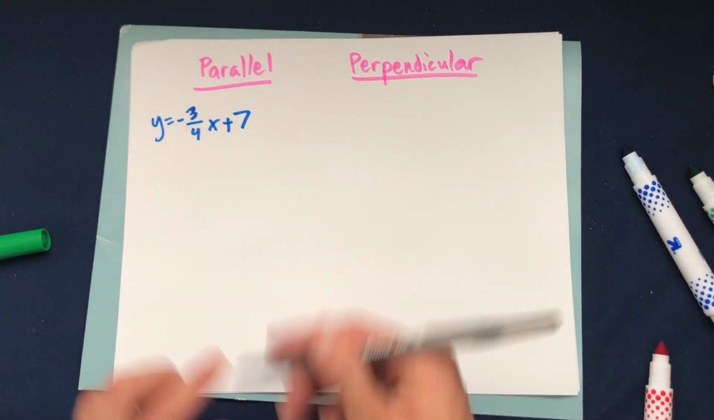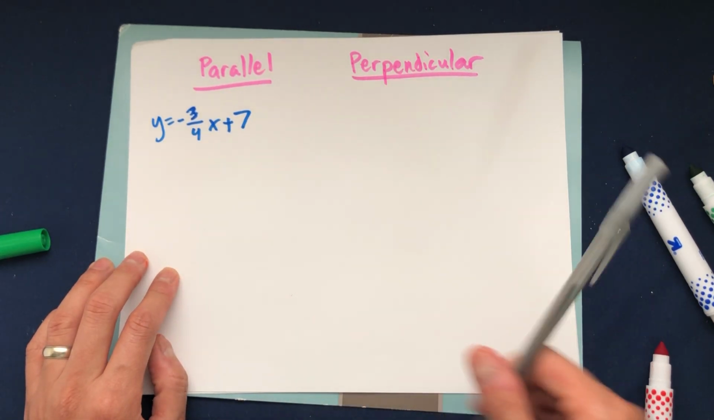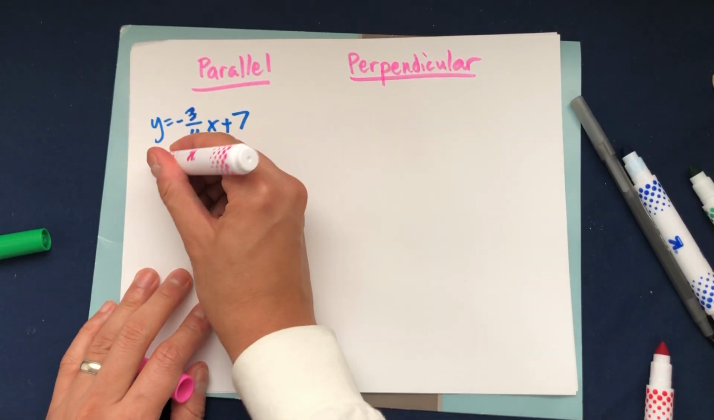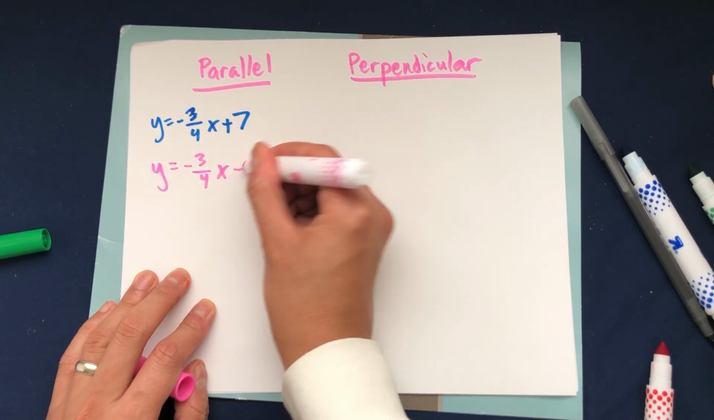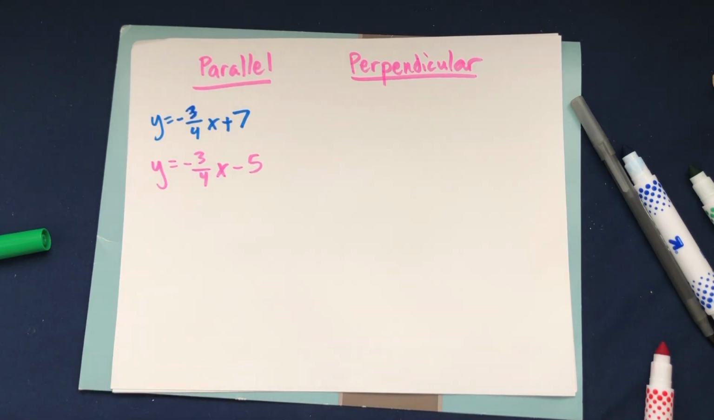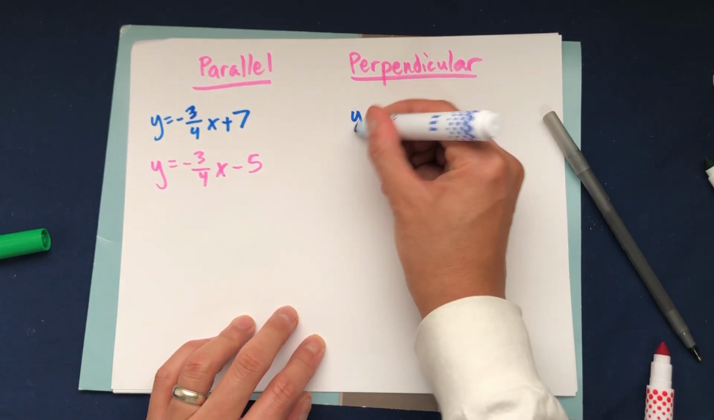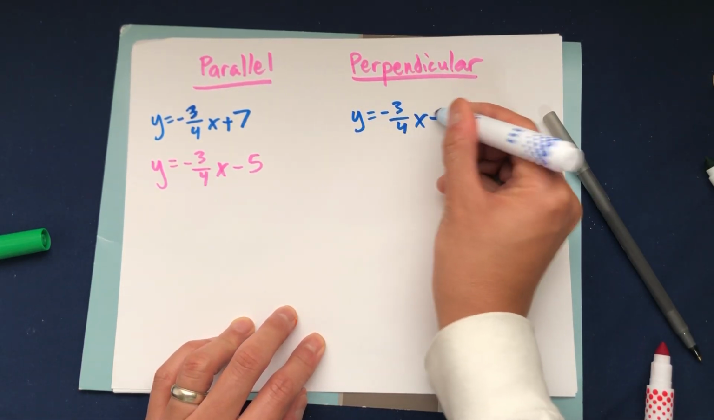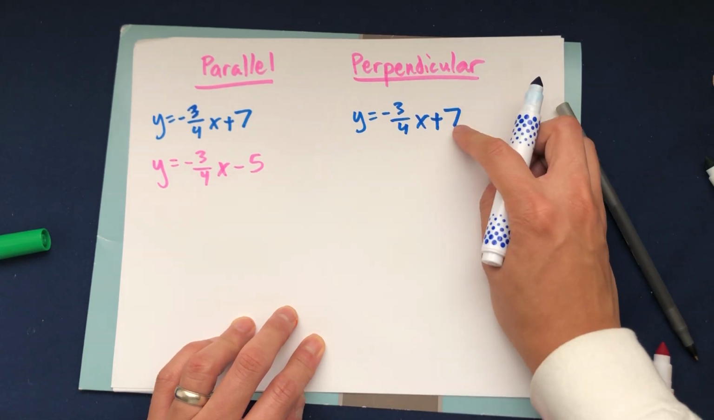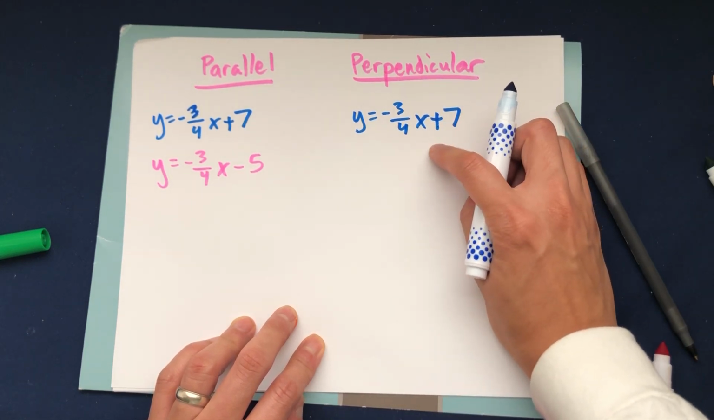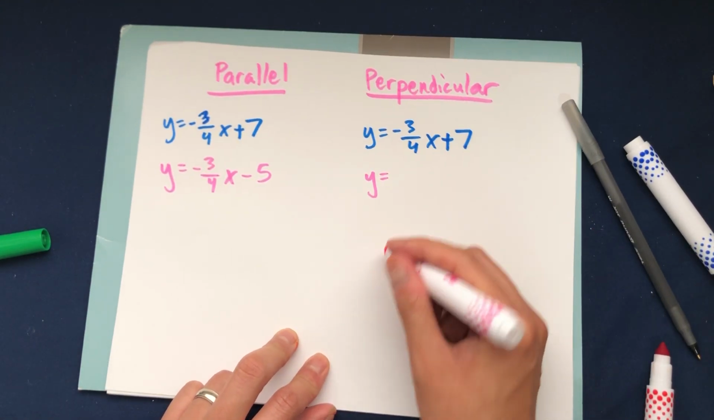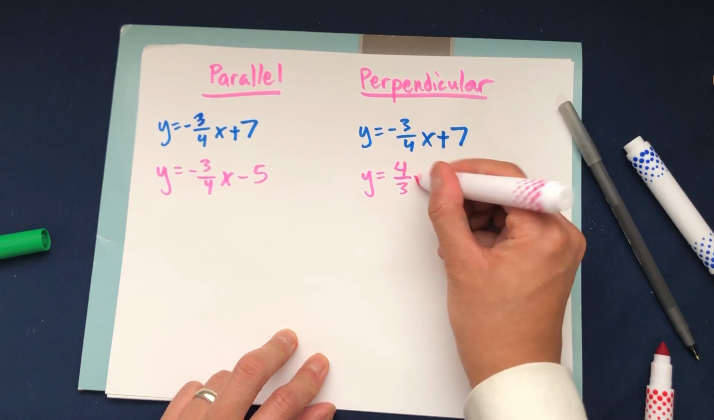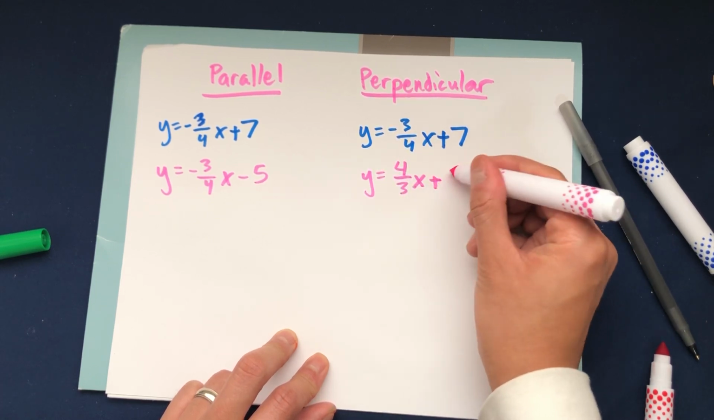I'll write down the solution, but I'll let you explain it in your write-up. A parallel equation would be y equals negative 3/4 x minus 5. And let's say I look at that same equation, y equals negative 3/4 x plus 7. How would I make an equation that's perpendicular to this equation? That example can be shown in the following way. y equals 4/3 x plus 2.